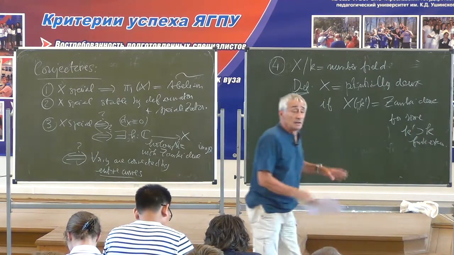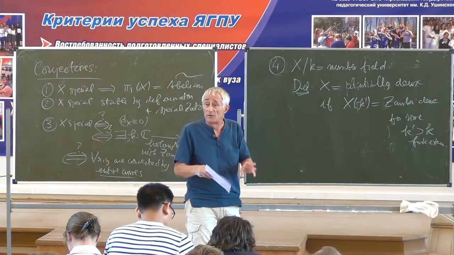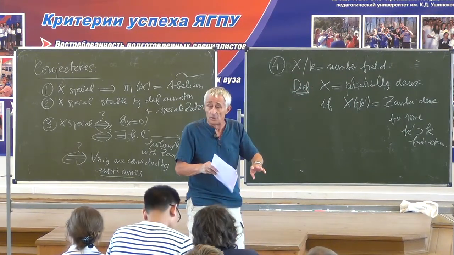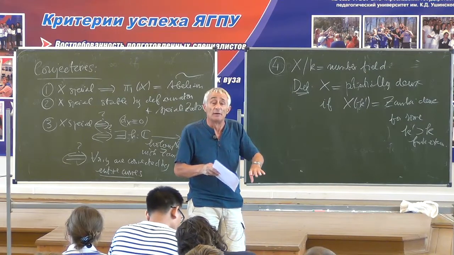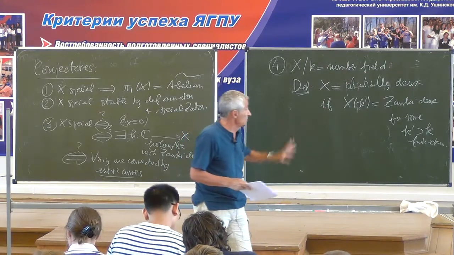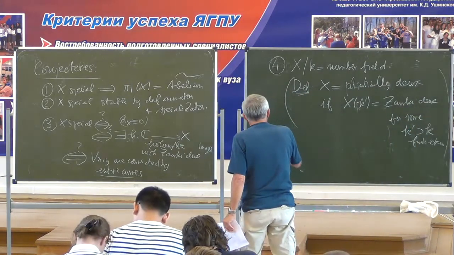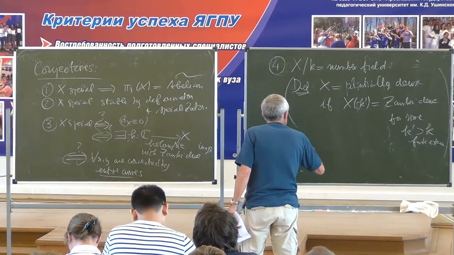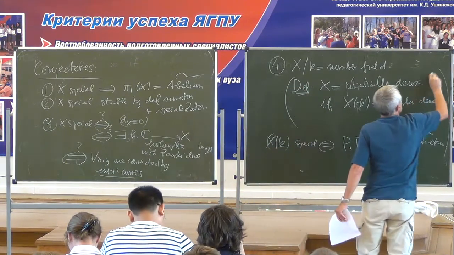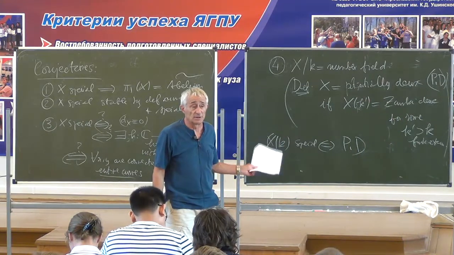So in other words, if you have something which is defined over a number field, embedded in some projective space by equations with coefficients in K, then if you enlarge a little bit the field of definition, you should be able to find a Zariski dense subset of rational points. And so this is just a definition. And so the conjecture is that X over K, as before, is special if and only if it is potentially dense.